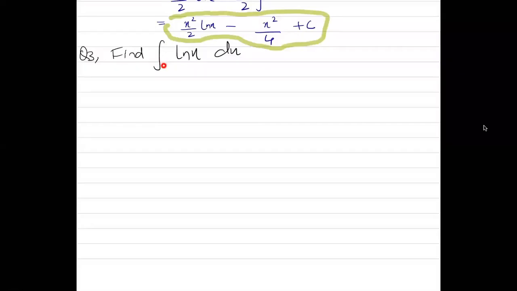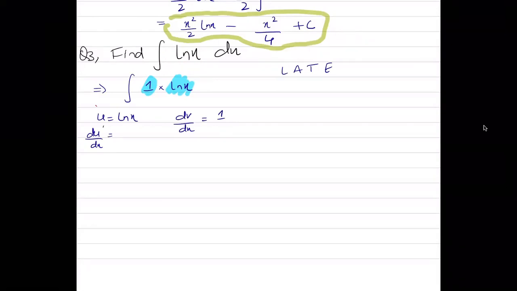So you can also see this integration of ln x as a product of 1 times ln x. And you can consider 1 to be algebraic and ln x to be the log. So if you use LATE, I'm going to take u as ln x and the derivative of v as 1. You can differentiate u with respect to x, you are going to get 1 upon x, and if you integrate dv by dx, you are going to get v as x.